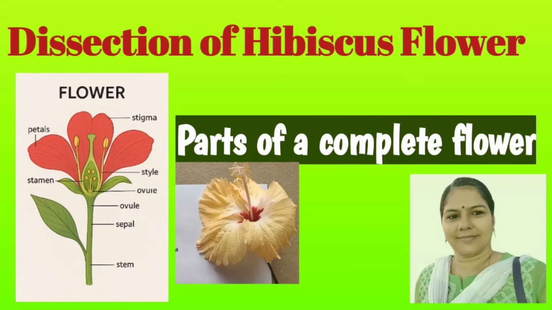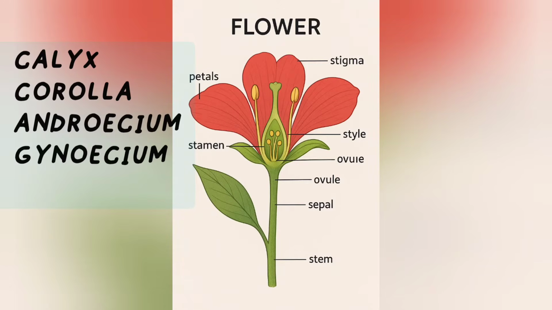In today's video, we will be discussing the parts of a complete flower by dissecting the hibiscus flower. Now, what is a complete flower? A complete flower is a flower which has all the four whorls present in it, that is calyx, corolla, androecium and gynoecium, and if all the four whorls are present, it will be known as a complete flower.